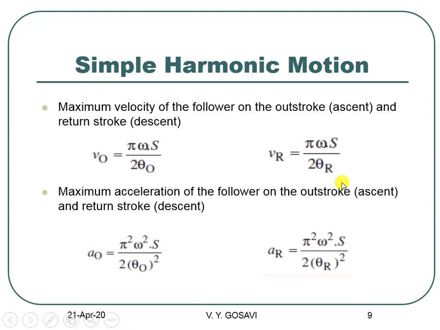Similarly, magnitude of maximum acceleration at outstroke and return stroke can be calculated with the help of these equations. So AO is the maximum acceleration during outstroke, and AR is the maximum acceleration during return stroke. Maximum acceleration during outstroke can be calculated as pi square omega square s divided by 2 times theta O square, where omega is the angular velocity, s is the stroke, and theta O is the angular displacement during the outstroke, where theta r is the angular displacement during the return stroke.